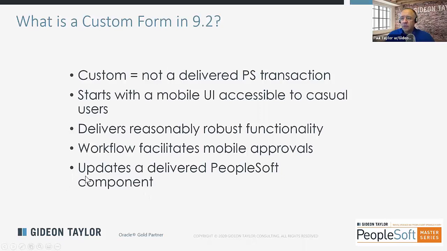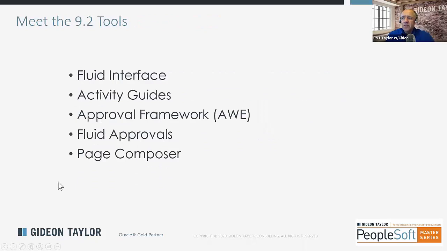So we're considering how can we accomplish all of these things with the tools that are delivered with 9.2. So these are the tools that we will speak to briefly: the fluid interface, activity guides, the approval framework or AWE, fluid approvals, and page composer. Those are all components of the solution or of the best practices approach that I'm going to outline here.